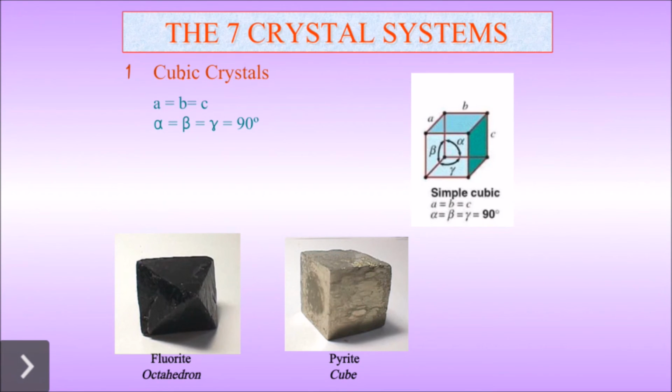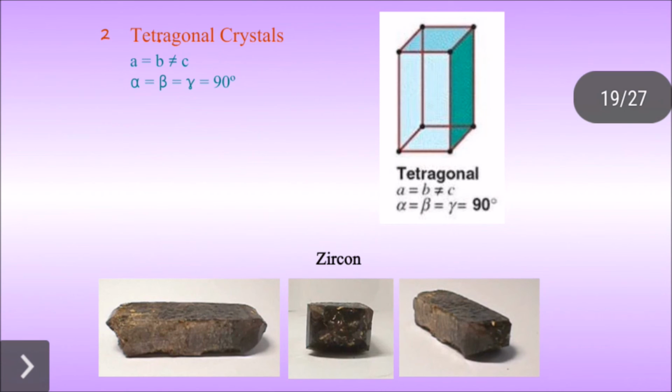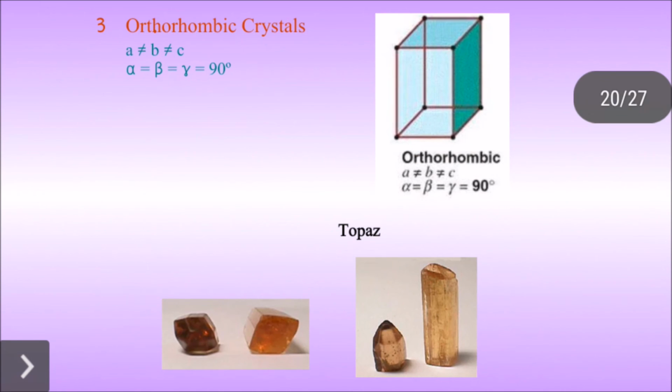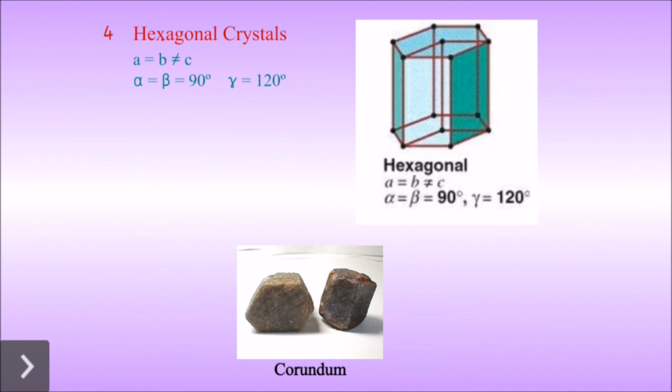We now discuss the 7 crystal systems and their examples. These are the cubic crystals, and their examples are pyrite or fluorite. The second one is tetragonal crystal; its example is zircon. The third one is orthorhombic crystal; its example is topaz. The fourth one is hexagonal crystal; its example is corundum.